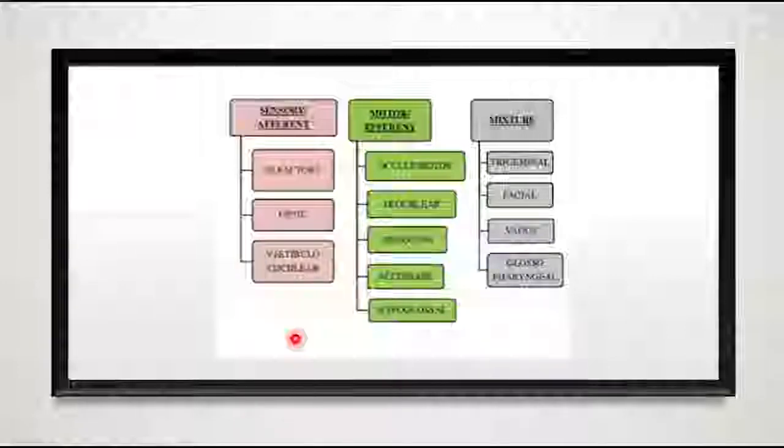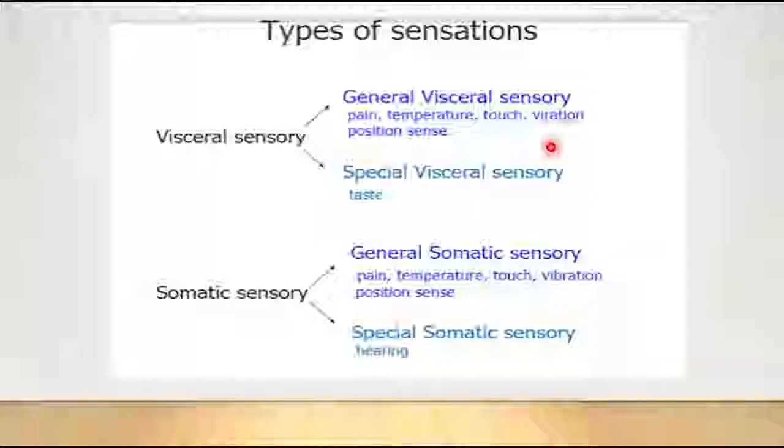So the cranial nerves are 12, as I said. They have sensory and motor function. Some are purely sensory, some are purely motor, and some have a mixed function. For example, the sensory ones are olfactory, optic, and vestibulocochlear. The motor ones are oculomotor, trochlear, abducens, accessory, and hypoglossal. And the mixed ones are trigeminal, facial, vagus, and glossopharyngeal.